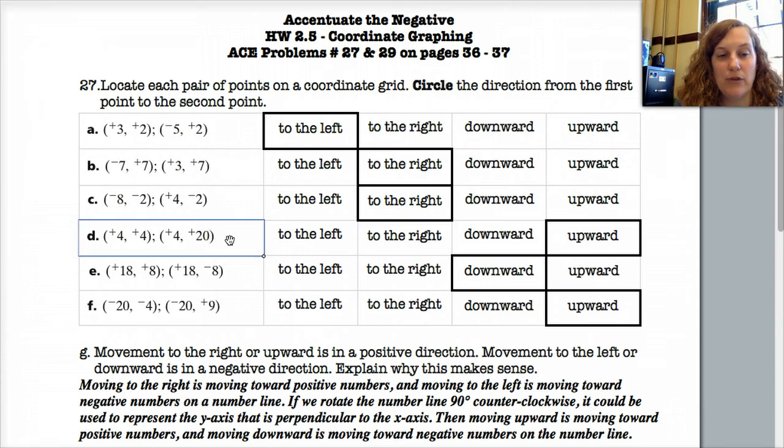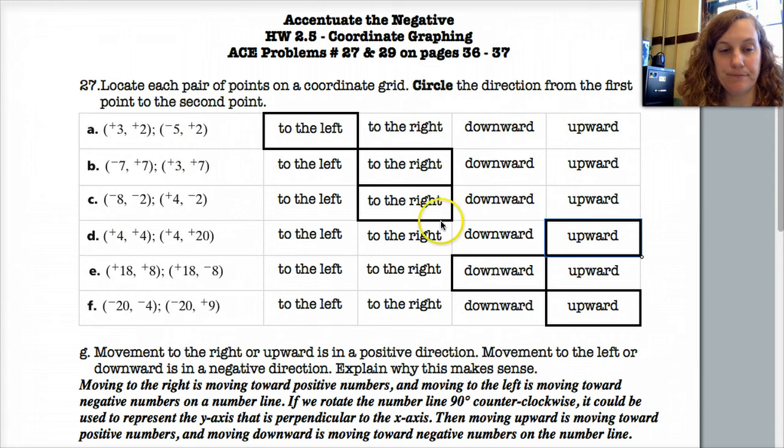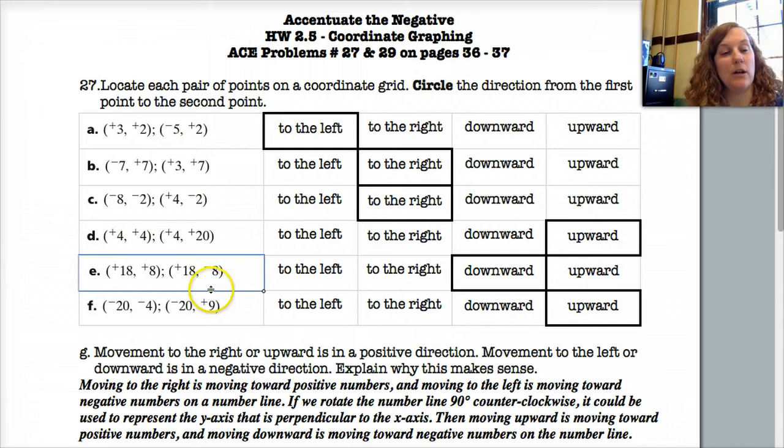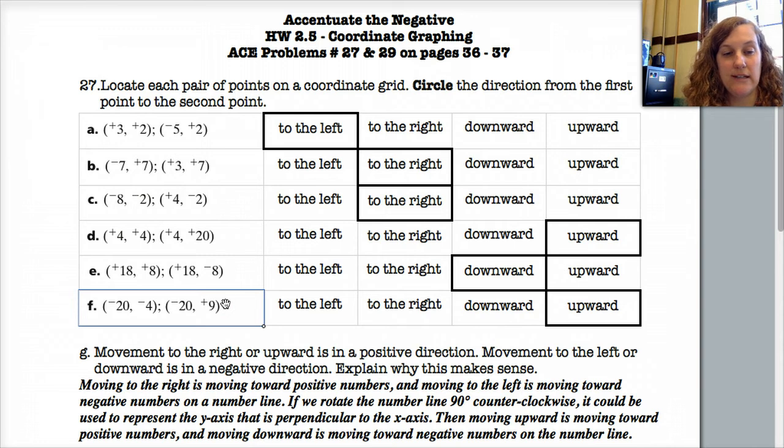Positive 4 is first. Positive 4, positive 20 is in the first. So we're both still in the first, but if you notice, my x's stay the same and my y is changing. So I'm going from positive 4 to positive 20, so I'm going upward. Same thing here, positive 18, positive 8 is in the first quadrant. Positive 8, negative 8 is in the fourth quadrant. So I'm moving down. My x value stayed the same, but my y value changed. Negative 20, negative 4 is in the third quadrant. Negative 20, positive 9 is in the second quadrant, so I'm moving up. I'm going from the third quadrant to the second quadrant, so I'm moving up.